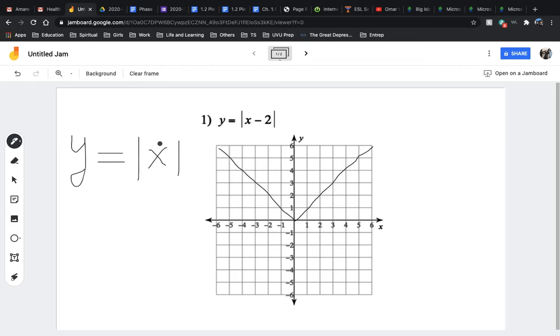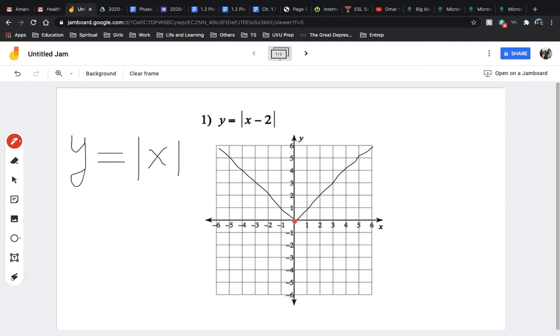So just take a look at how we do this whenever we have a transformation. As you include more things in here, inside the absolute value or outside, adding or subtracting or multiplying, those are the three possibilities we're going to see, then you will see how it changes. So, for example, this time I am subtracting 2 to each value of x.